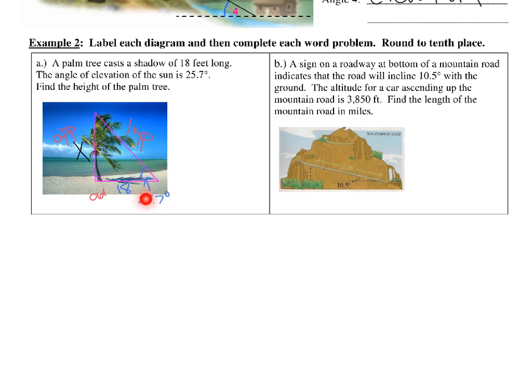So based on the angle they've given me, which is here, 25.7, I've listed my opposite side, my hypotenuse, and also my adjacent side. What we're looking for is the opposite, and we know what the adjacent is. So opposite over adjacent means that we're going to be using, that's right, tangent. So we're looking for tangent of 25.7 degrees, which is going to be equal to opposite x over adjacent 18.